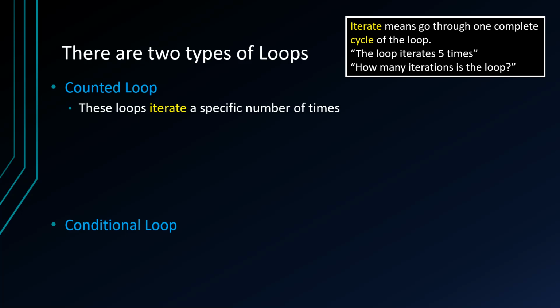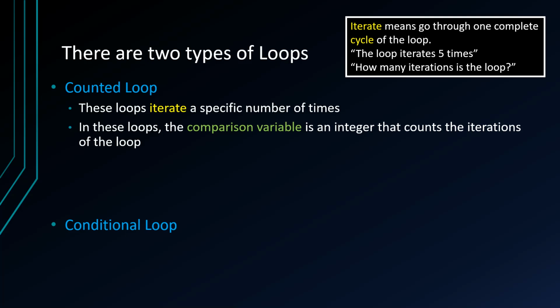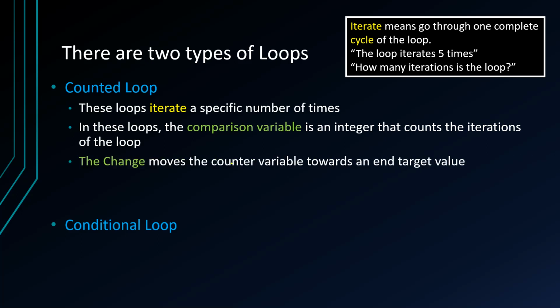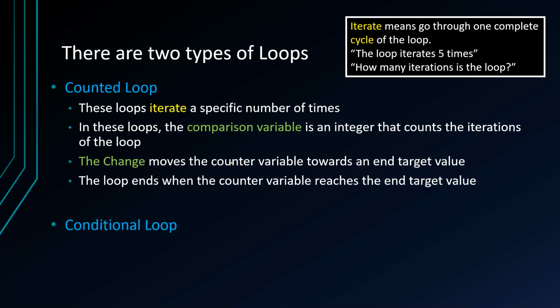Now you might hear it spoken in English as the loop iterates 5 times. Or how many iterations is the loop? An iteration is simply a single cycle of a loop, all the commands. In these loops, the comparison variable is an integer that counts the iterations of the loop. So in a counted loop, we have to count how many iterations there are. We have to know. The change always moves the counter variable towards the end target value. The loop ends when the counter variable reaches that end target value.